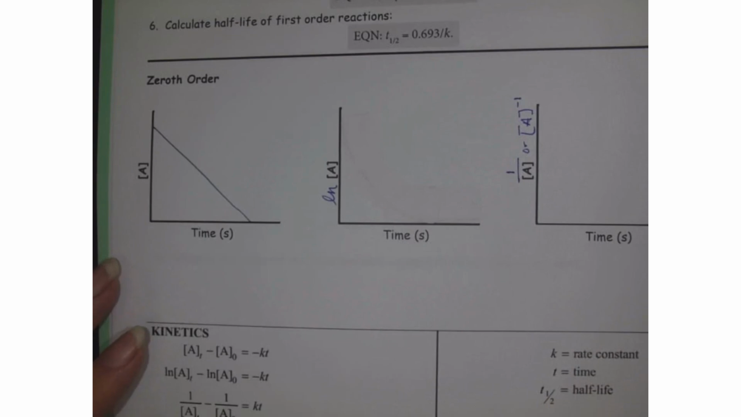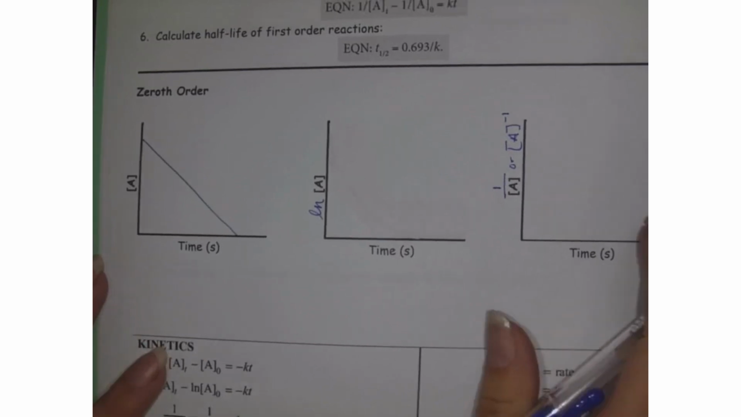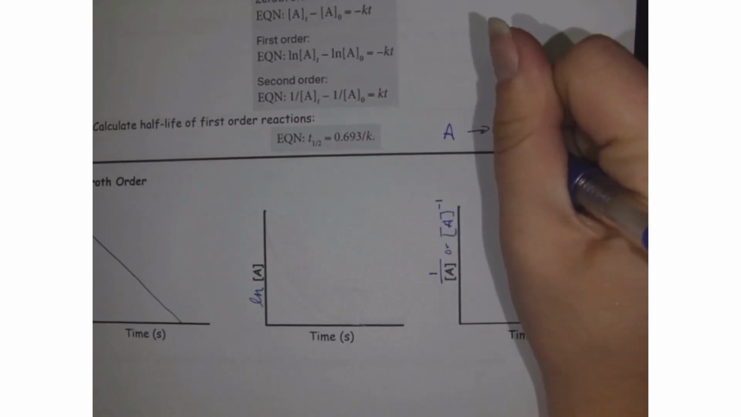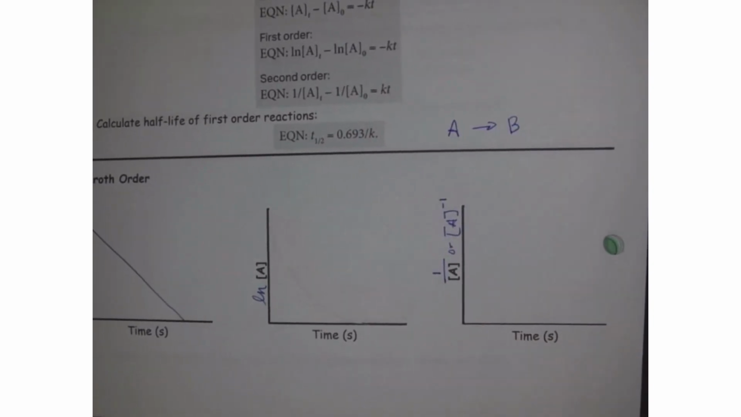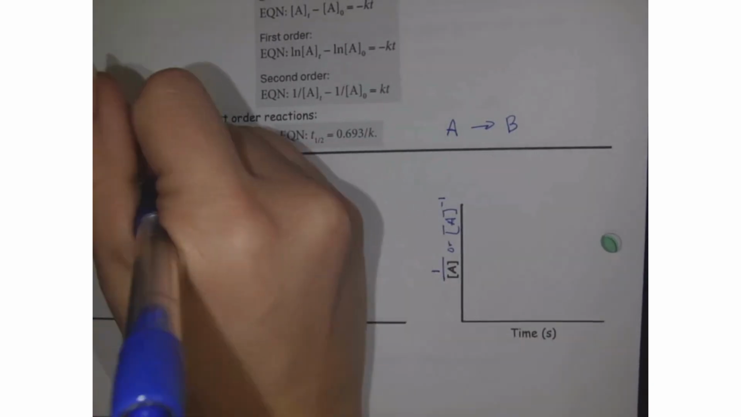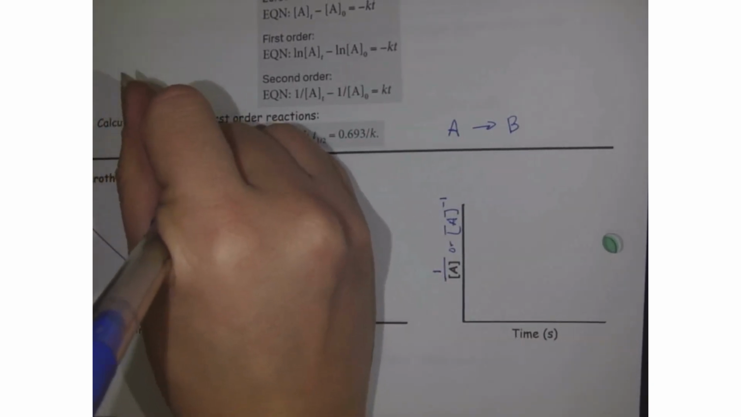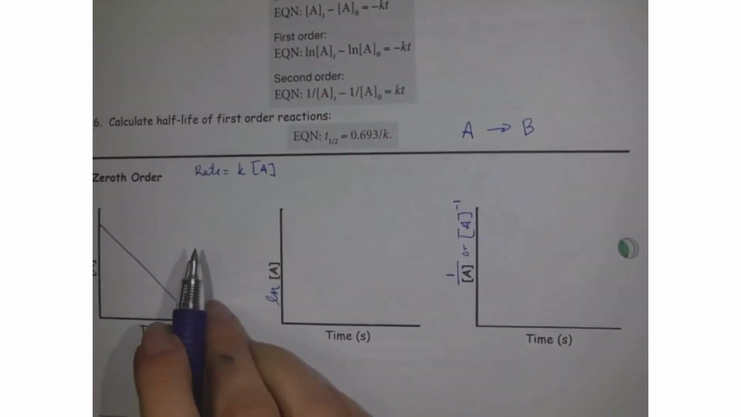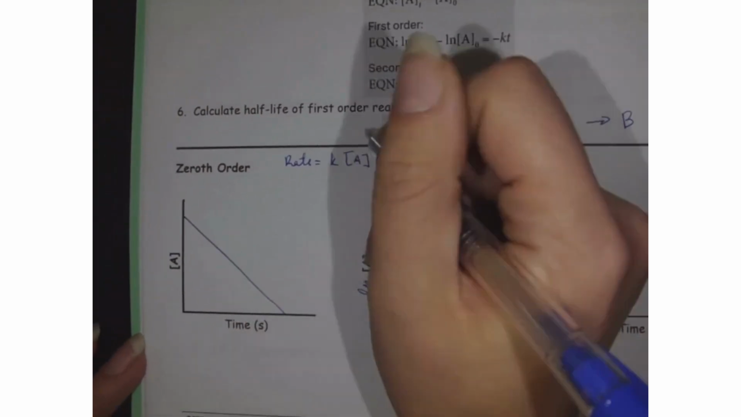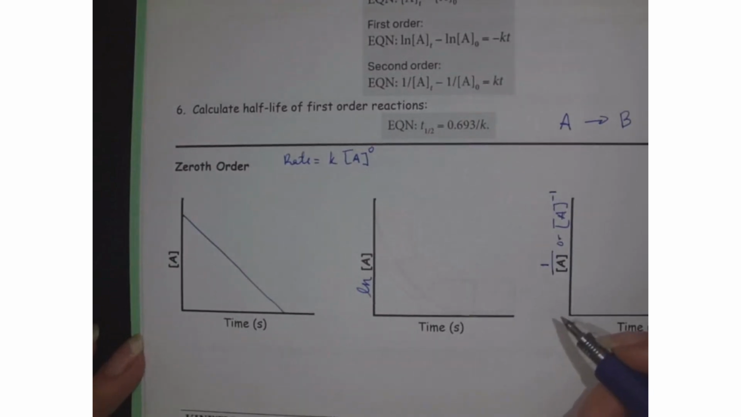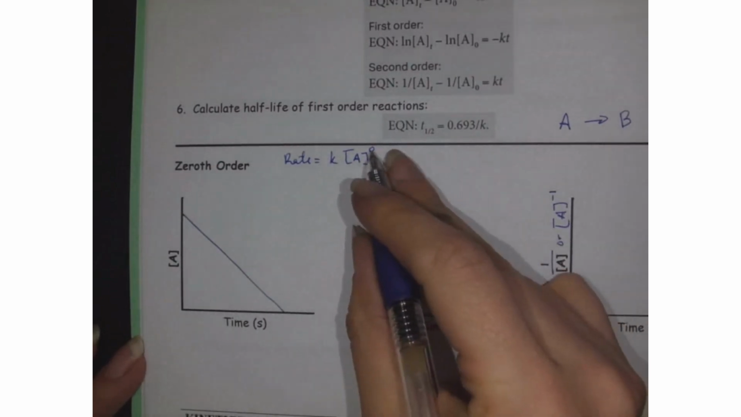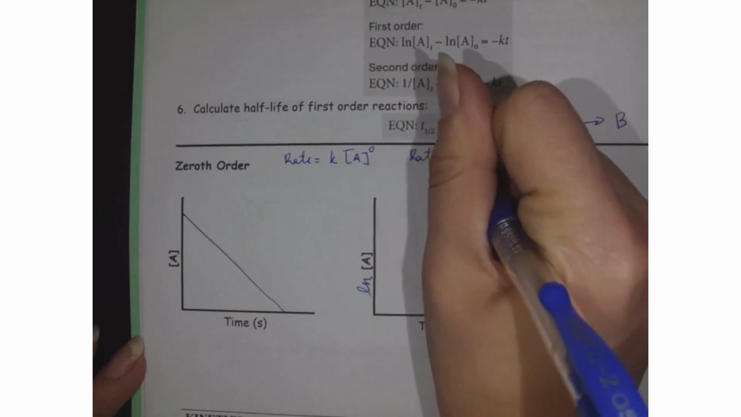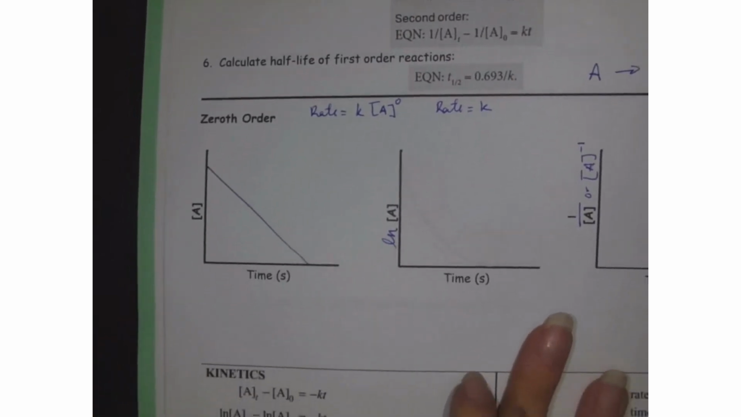If a reaction is zero order, let's go back to this base reaction we've been talking about, when reactant A turns into product B. The rate law of this would be rate is equal to k times the concentration of A. And if it was zero order, well, anything raised to the 0 is 1. So this is the same as rate is equal to k. And here's what we see happen.